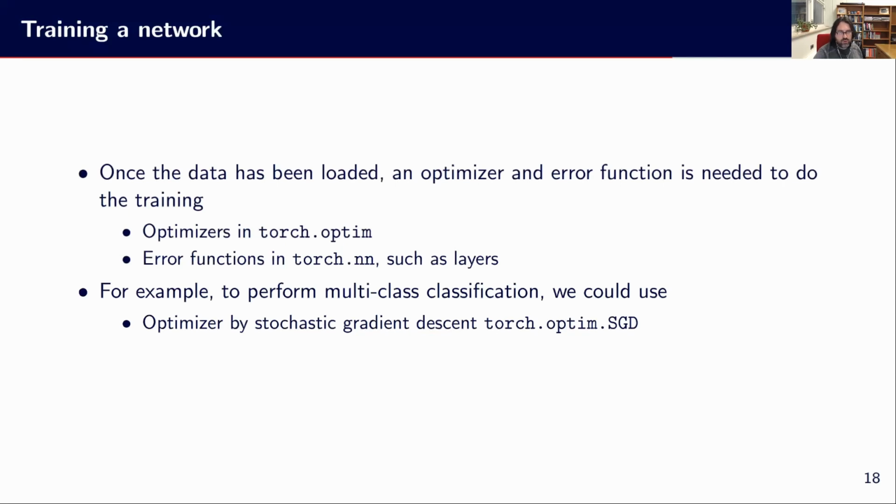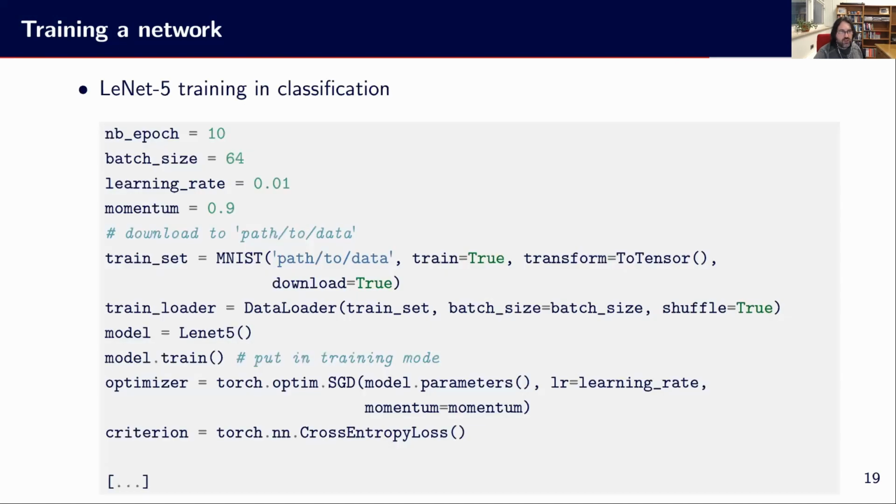For example, if we want to perform multi-class classification, we could use stochastic gradient descent as the optimizer with torch.optim.SGD, and cross entropy as torch.nn.CrossEntropyLoss, and it gets us to something like this. Here we have the listing for LeNet 5 training. The setup says 10 epochs, batch size of 64 samples, learning rate of 0.01, momentum of 0.9. Then we have the MNIST dataset that we will load from that path.